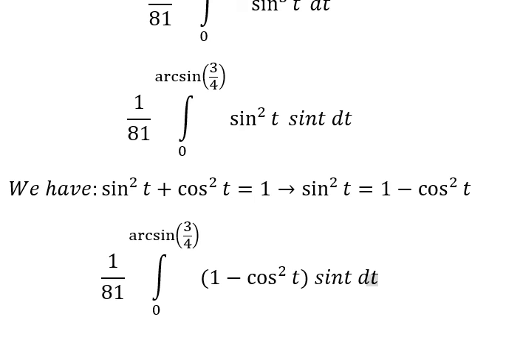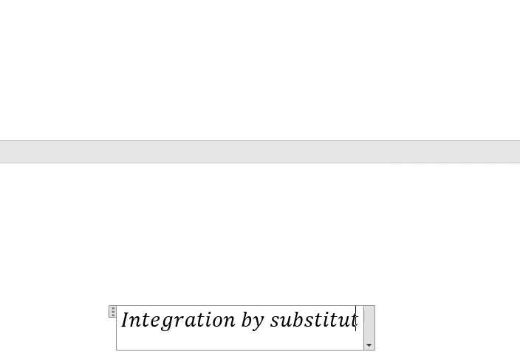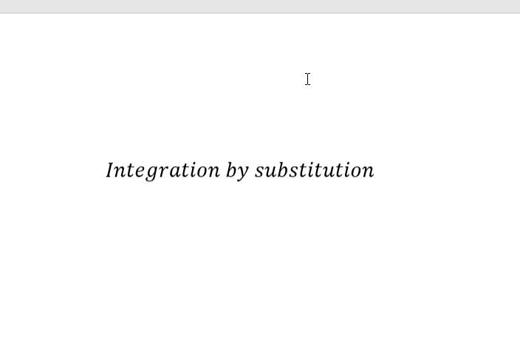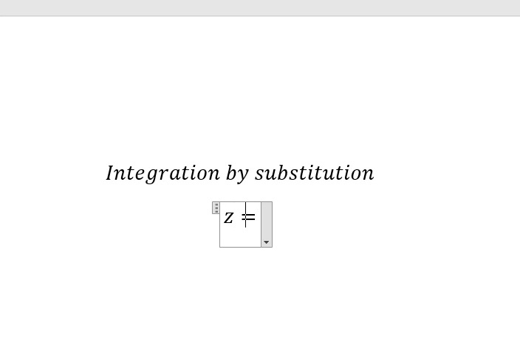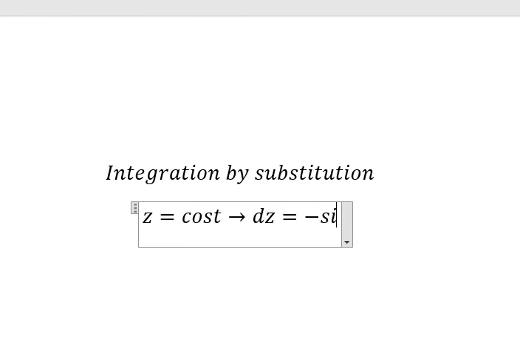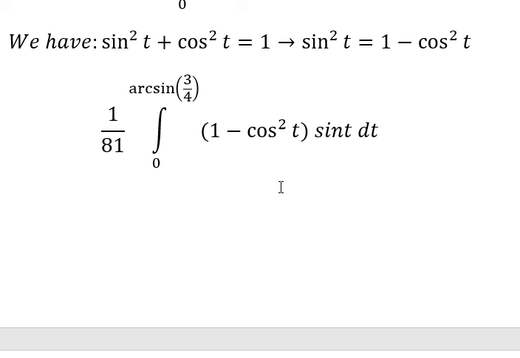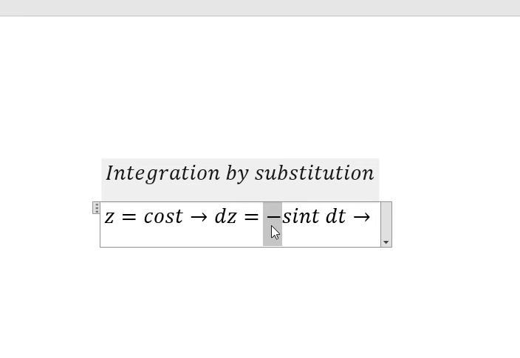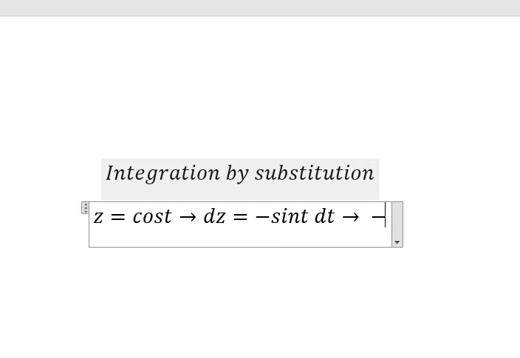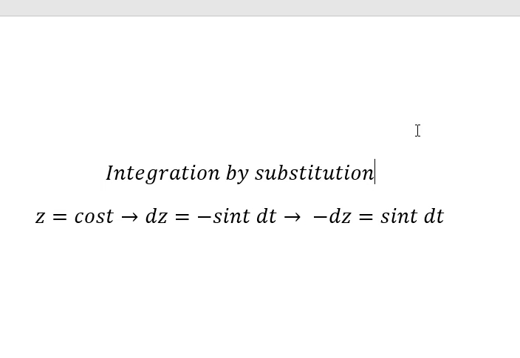Next, we need to do integration by substitution. So I will put z equals cosine t. Later we take the first derivative of both sides. Because we don't have negative sine t, I will put the negative to the left. Next, we need to change the bounds.